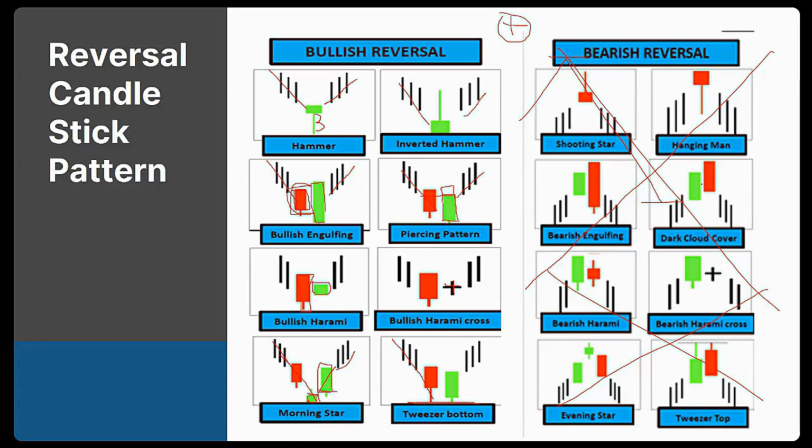Opposites of these are mentioned here, but as I've said, we are not interested in selling stocks or shorting stocks. So we'll go for bullish reversal candlesticks. These are basically 3 and 3A and 4 and 4A, plus this doji is 9. Nine patterns we need to remember.